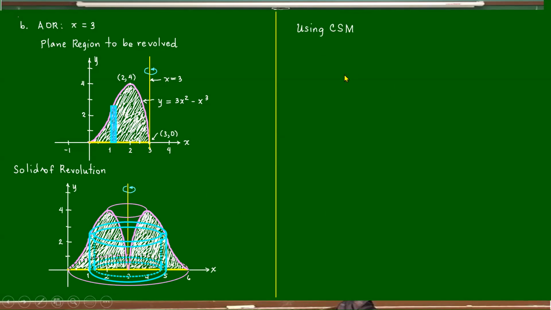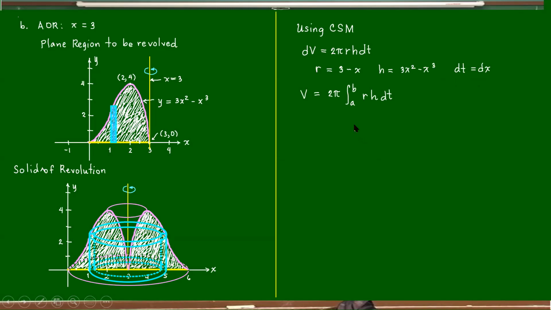Using the cylindrical shell method, the differential volume is 2 pi r h dt. So r is equal to 3 minus x. From here to here is x, so anywhere on this element, the distance from this line is x. So this is 3, and this is 3 minus x, giving the mean radius r. Then h is y higher minus y lower, 0. So y higher is 3x squared minus x cubed. dt is dx, because this is vertical.